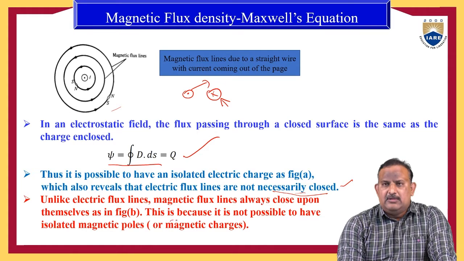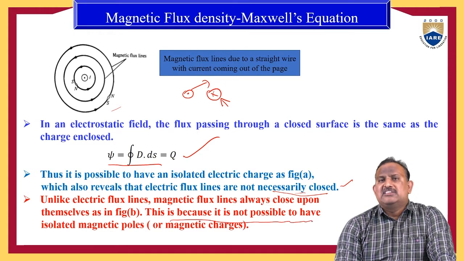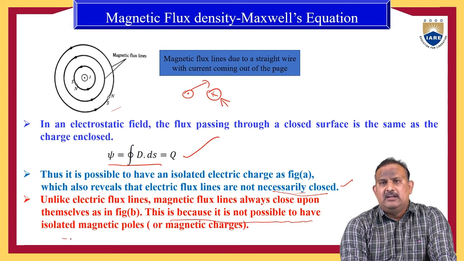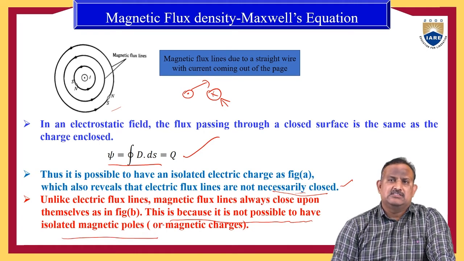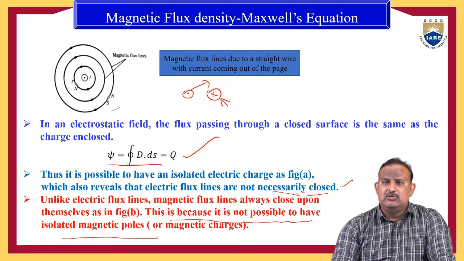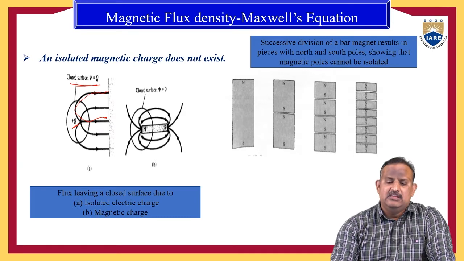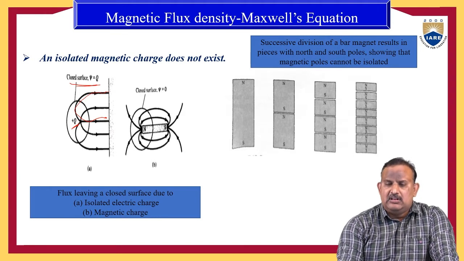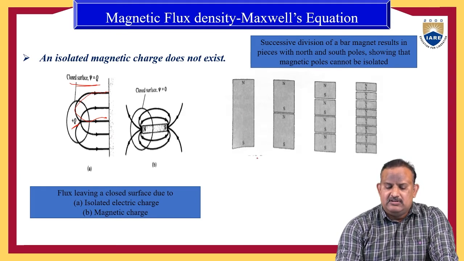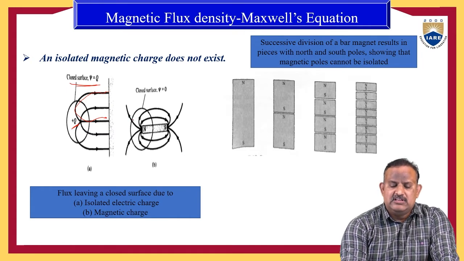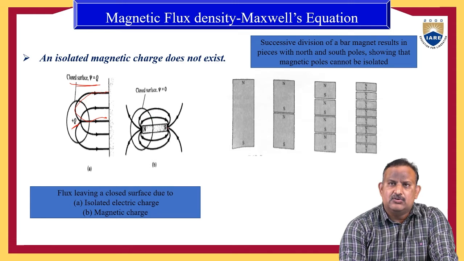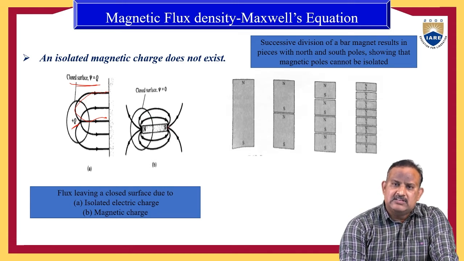So therefore, because of this reason, it is not possible to have an isolated magnetic pole in magnetic charges. So it is not possible to have isolated magnetic charges in magnetic fields. Here we can observe the different magnetic fields. Here the flux starting at the north pole is ending at the south pole, or the flux starting at the south pole is ending at the north pole.